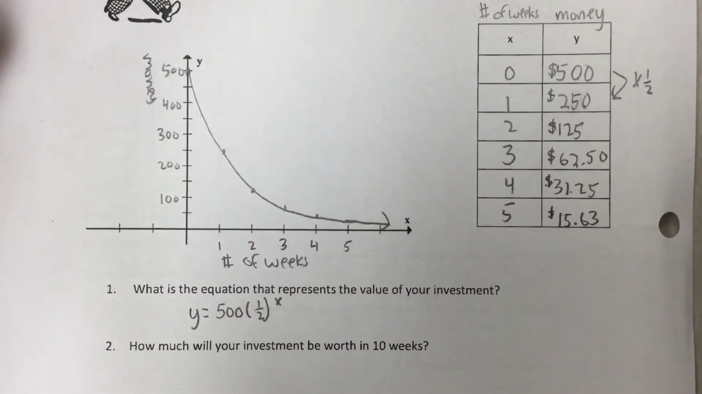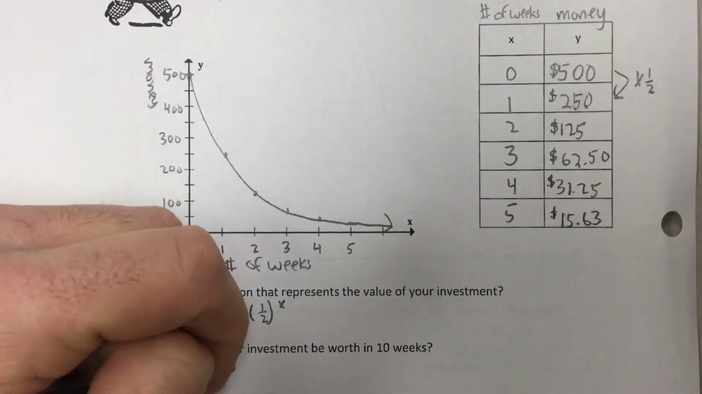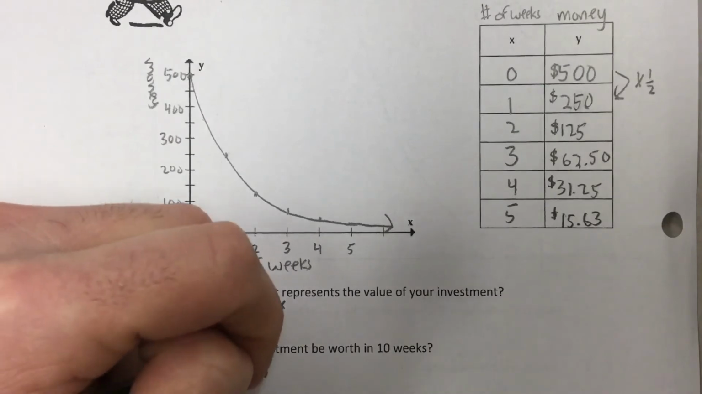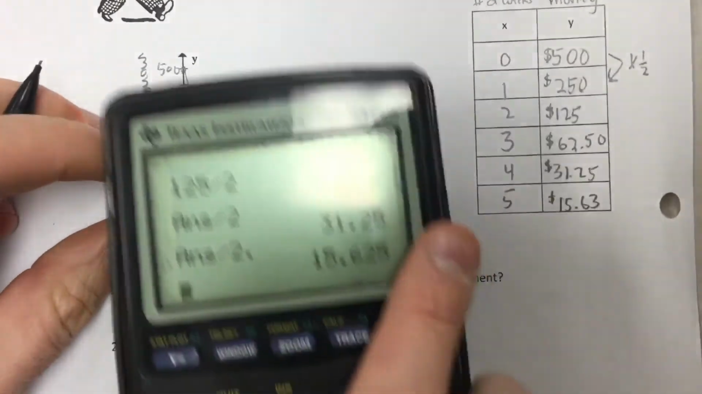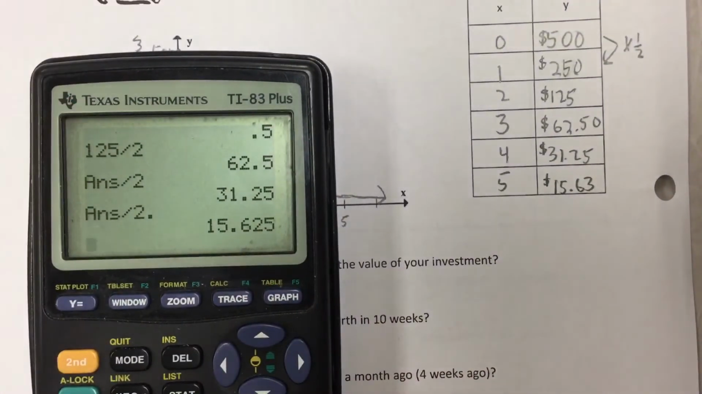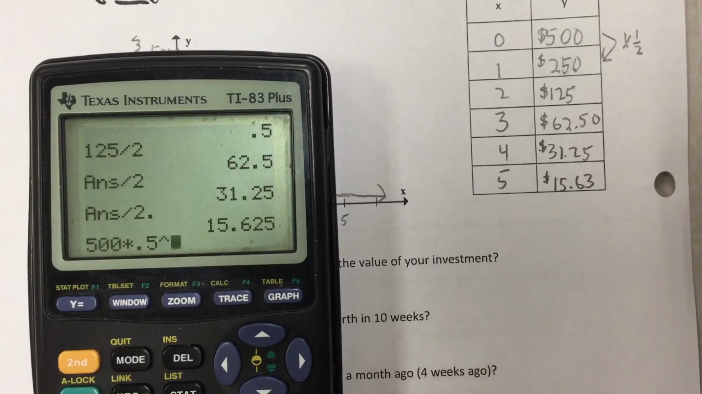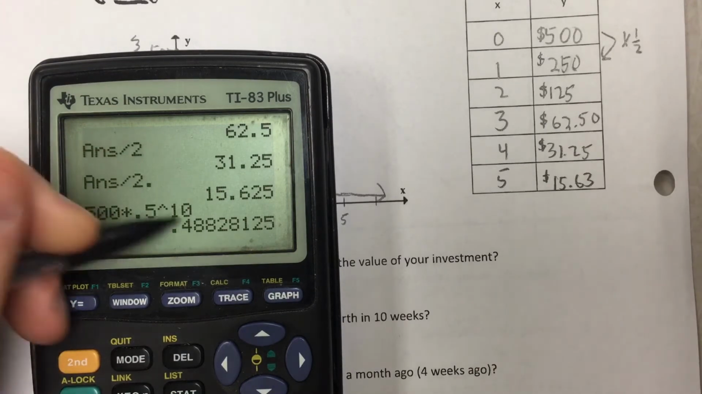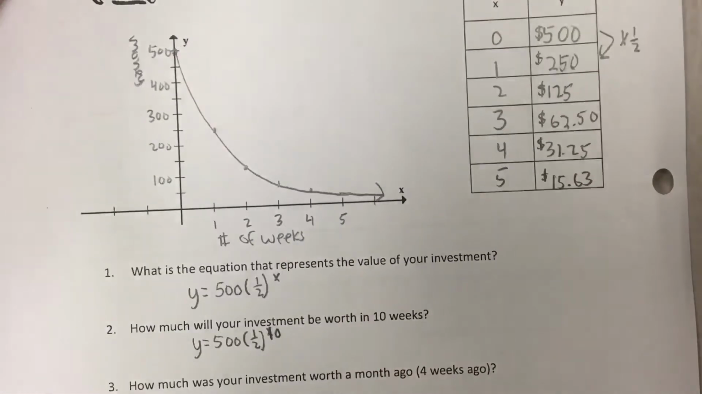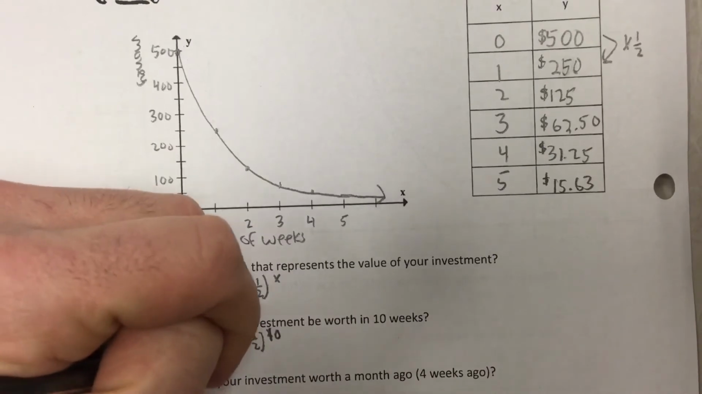How much will your investment be worth in 10 weeks? So again, now we're plugging in 10 for x, because x represents the number of weeks. So I'm putting 10 in. Go to our calculator, 500 times 0.5 to the 10th. And again, we need it to be 2 decimal places, because we're talking about money. So that would be 0.49. So 49 cents. Man, that lost a lot of money. Not a good investment.